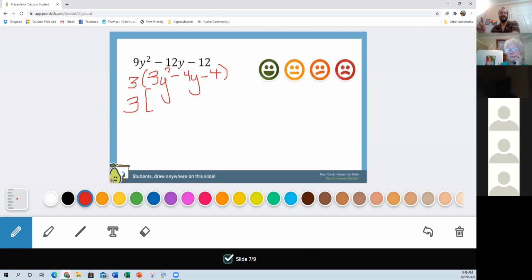Or there's parentheses, brackets, and then braces, I think is what you can use. And even a division bar is considered a separating feature. So just as long as you remember to carry that 3 all the way through. And again, I know it's easy to forget it. You just have to remind yourself and go back and check your work to make sure that that's done. Okay.